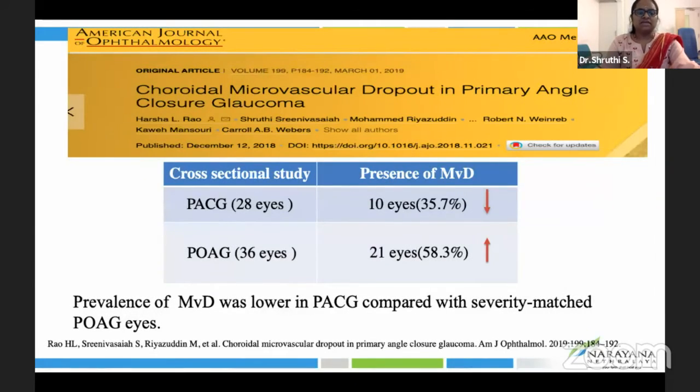So when we looked at the prevalence of microvascular dropout in primary angle closure glaucoma, when compared to severity-matched POAG eyes, we found that there is a lower prevalence of microvascular dropout in PACG eyes compared to POAG eyes.